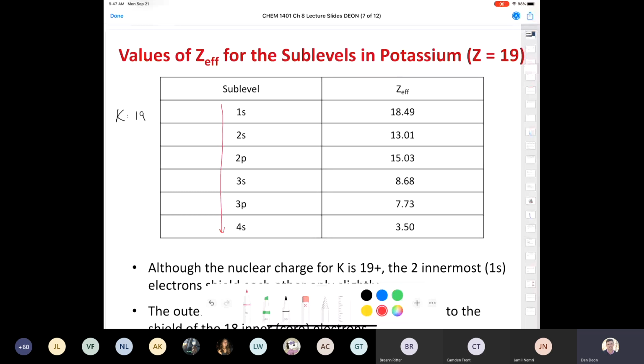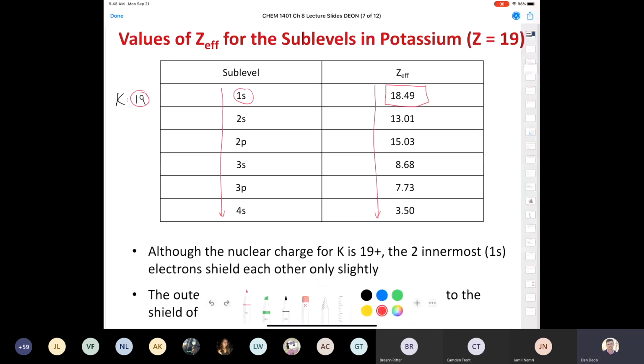And what's the trend that we see over here for effective nuclear charge? Well, first, let's look at this number, 18.49. Remember, in a 1s sublevel, s has an angular momentum quantum number of 0, so it can only have one orbital and a maximum of 2 electrons. So there's only 2 electrons in the 1s sublevel. That means they're both going to feel almost that full 19+ charge in the nucleus. They feel almost all of it, but they have a little less of the effective nuclear charge.